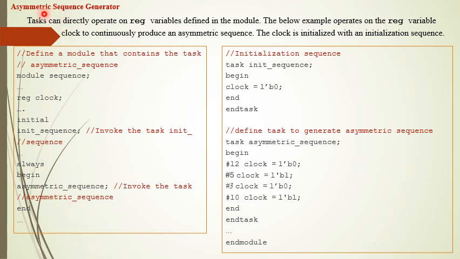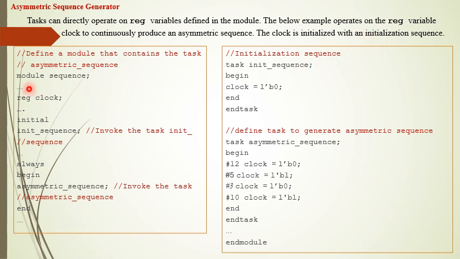So this is an example where we directly operate on a register inside a task. Okay, in the previous example we declared the registers as input and output arguments and then used them in our task, whereas here in this asymmetric sequence generator we operate directly on the register which is defined in the module. So in this example we use the register clock to continuously produce an asymmetric sequence. And there is also another task used to initialize the clock.